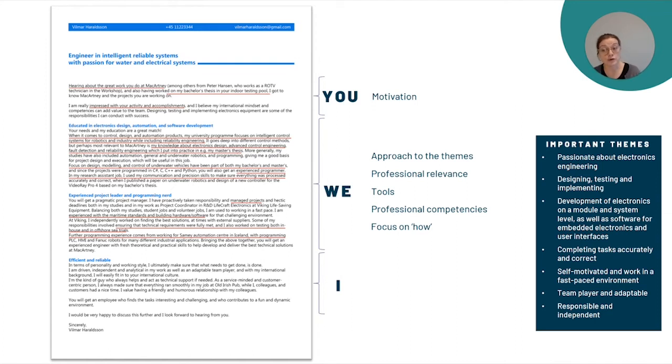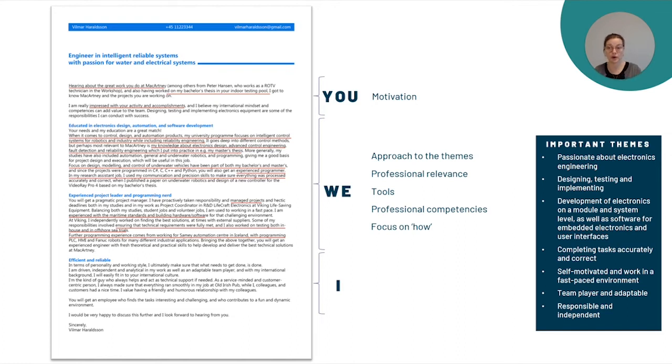When it comes to control design and automation products, my university program focuses on intelligent control systems for robotics and industries while including reliability engineering. Bam! Directly into the designing, testing, implementing, the development of electronics and so forth. The precise task, the most relevant task, you could say. It goes deep into different control methods, and he says something about my knowledge about electronics design, advanced control engineering, fault detection and reliability engineering, which I put into practice in my master thesis.